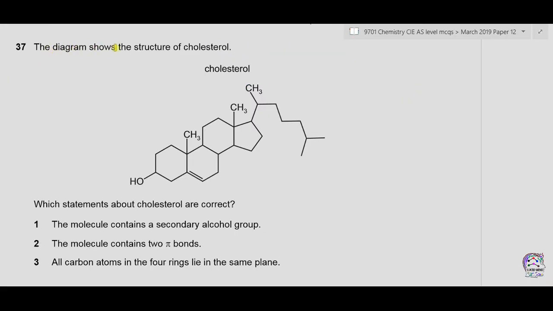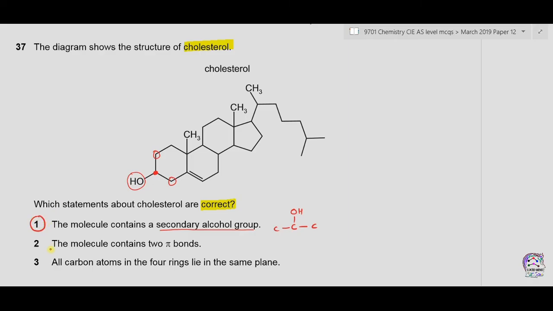Question 37. The diagram shows the structure of cholesterol. This is the structure of cholesterol. Which statements about cholesterol are correct? Number 1. The molecule contains a secondary alcohol group. Now a secondary alcohol is one in which OH is attached to a carbon atom which is directly attached to 2 other carbon atoms. So in this structure we can see this is the OH functional group, which is attached to this carbon atom, and it is directly attached with 2 other carbon atoms, so therefore this is the correct option.